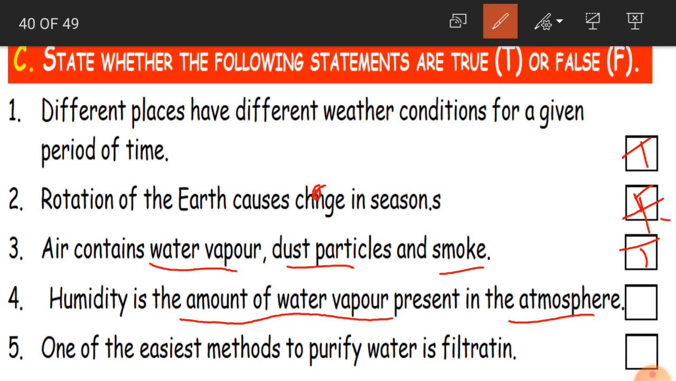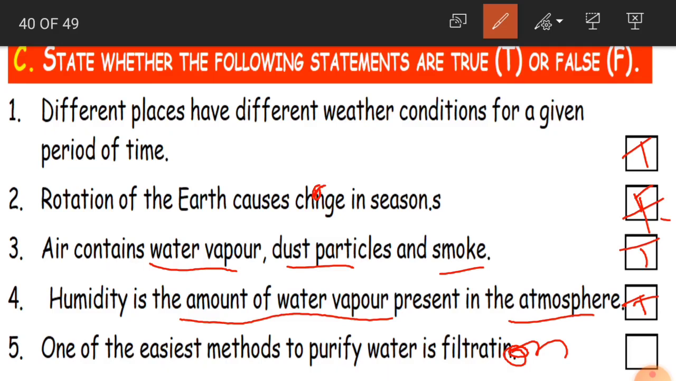Humidity is the amount of water vapor present in the atmosphere. And the answer is true. And the fifth one is one of the easiest methods to purify water is filtration. Filtration. This is TION, children, at the end. One of the easiest methods to purify water is filtration.